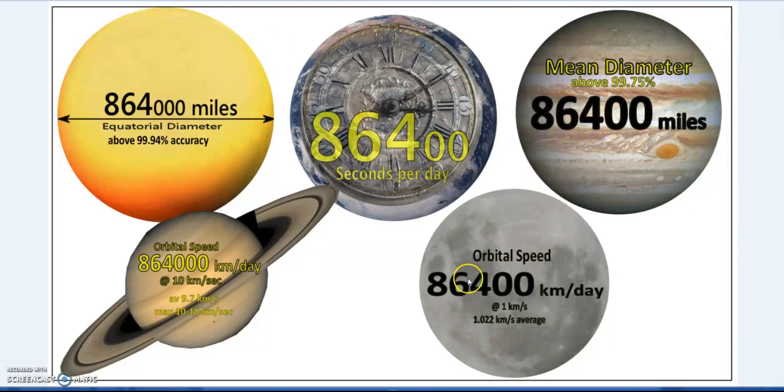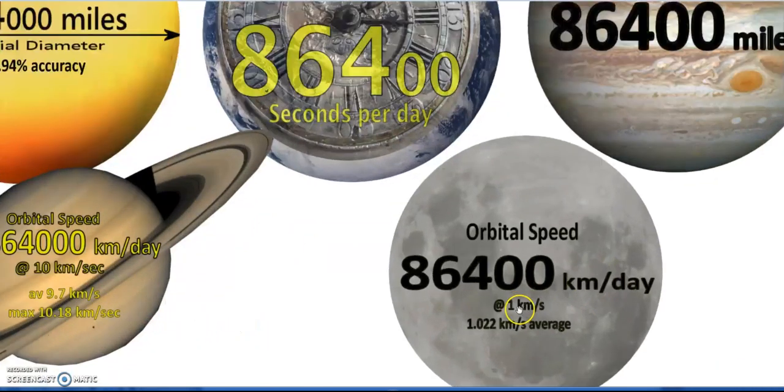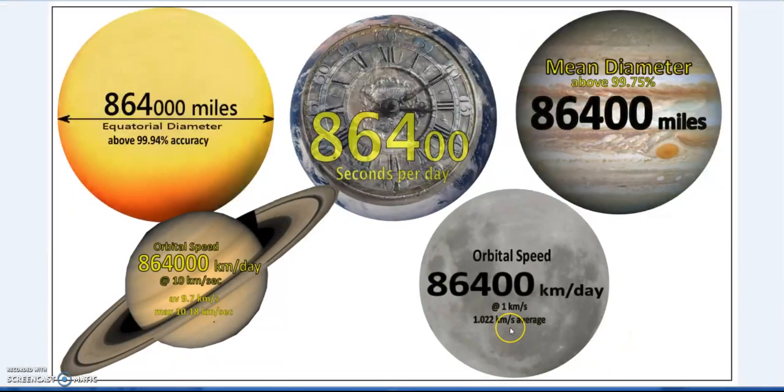Now that same number, 86,400, that's the orbital speed of the Moon in kilometers per day. Times the metric system. So at 1 kilometer per second, the average is 1.022 kilometers because it changes slightly, but it will be traveling at precisely this speed at certain points in time. Just like the elliptical orbits, all these things slightly vary, but if you were to say this, you would be 100% correct for part of the time.